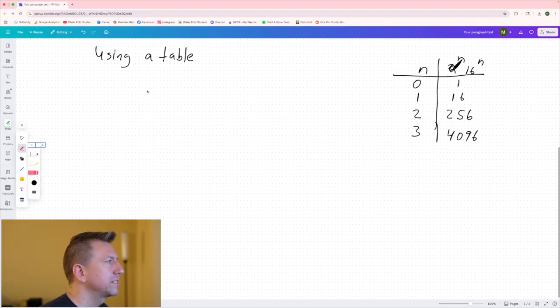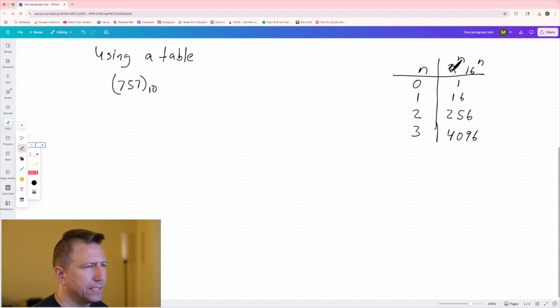All right, so we're starting with 757. And the question we ask then is, do we need this number, 16 to this power? Because this is representing a place in the hexadecimal number, right? So to make 757, do I need 4,096? And the answer is no, I do not. Do I need 256? Yes, because 256 is less than 757, so I need some number of 256 to make up the number 757. So this one is going to be there.